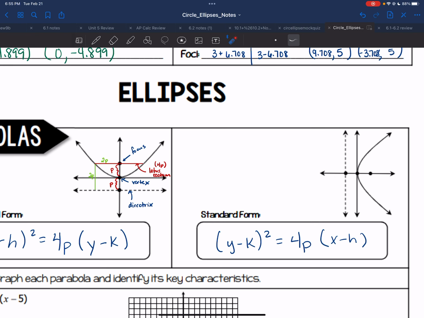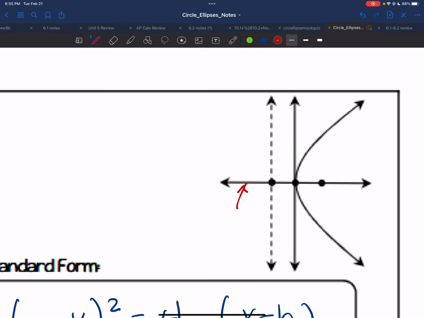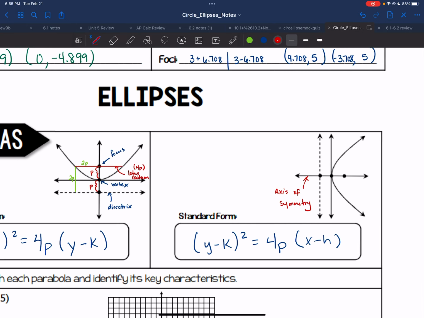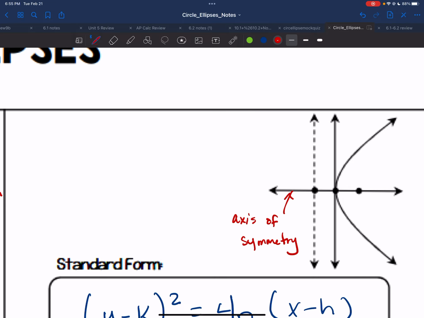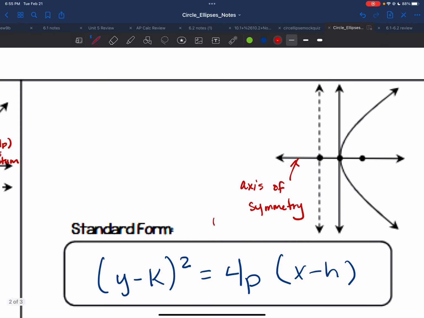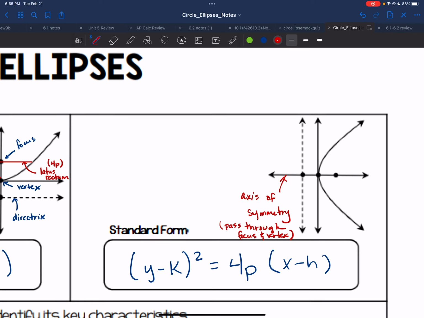The only other thing that we didn't talk about, which I can actually label on this one, would be our axis of symmetry. Okay, so it's asking on these examples for your axis of symmetry. So that's where you're going to find it. It's always the line that passes through focus and vertex. Okay, so look at the two numbers that are in common of those, and that's going to be your axis.